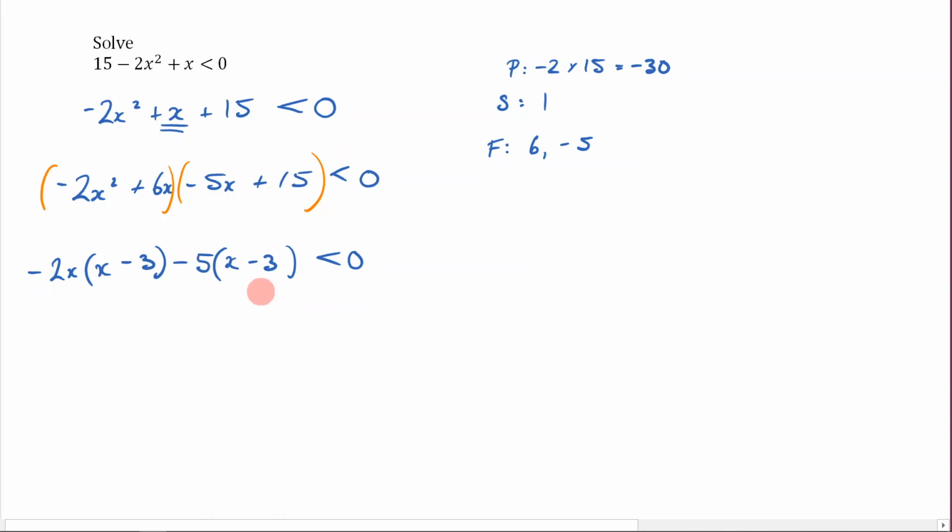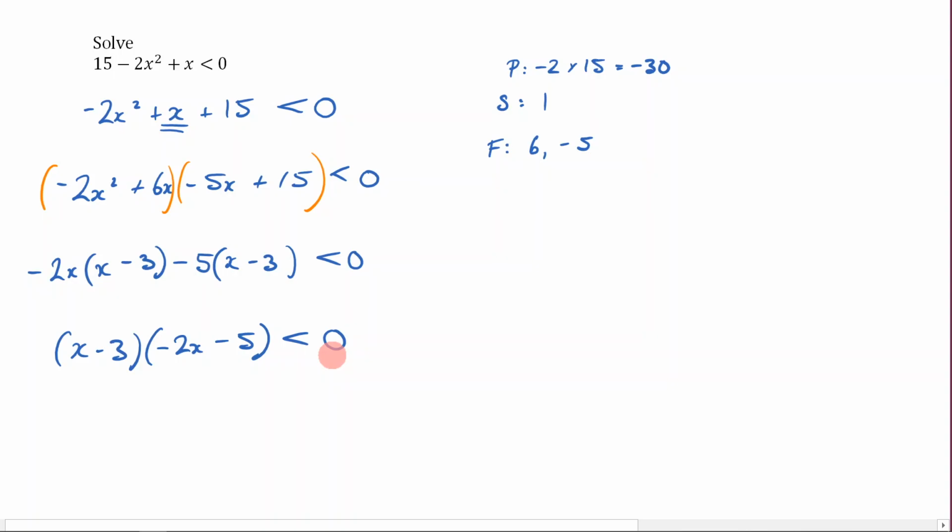We now continue on. I can now take out my common factor of x minus 3. So that means I'm going to end up with x minus 3. Then I've got negative 2x here and minus 5 there. All of this is less than 0. Perfect. I now have my factorized form. x minus 3, negative 2x minus 5 is less than 0.